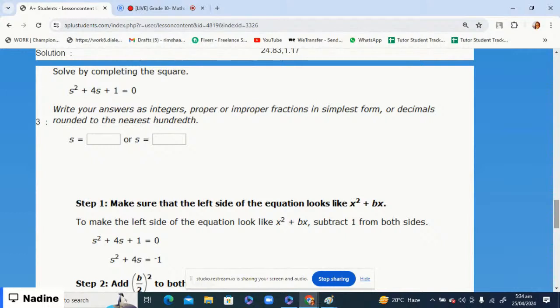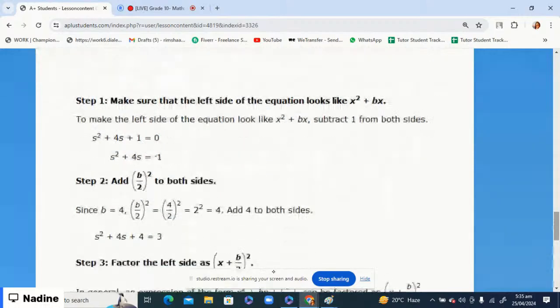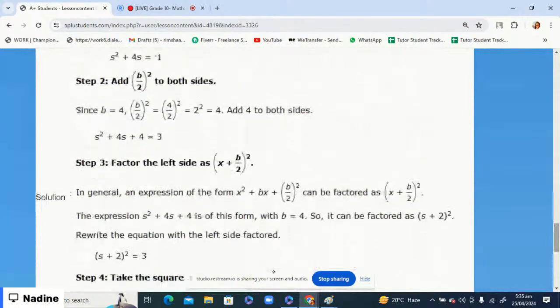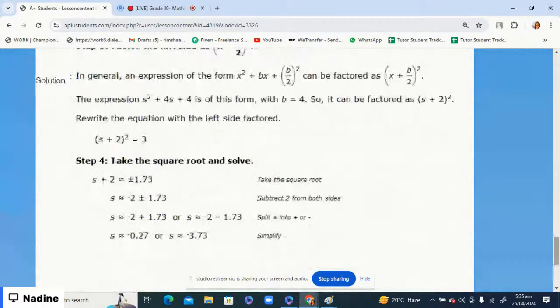Once we find the value of b, we divide it by 2 and take the square, b by 2 whole square, and we add it on both sides. After adding on both sides, one side becomes the formula of a plus b whole square or a minus b whole square.